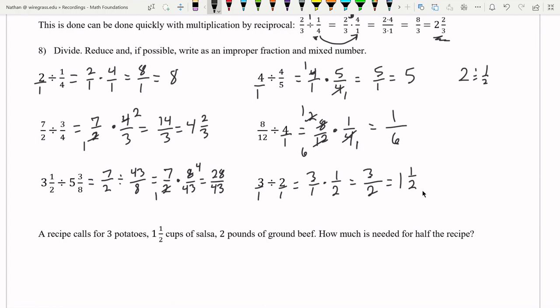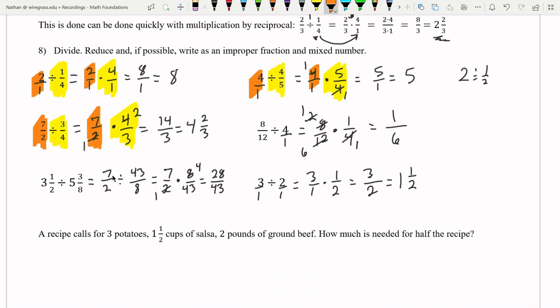Notice that in all of these, I multiplied by the reciprocal of the second fraction. I changed division of the fraction to multiplication by the reciprocal. I never changed the first fraction. There's always 2 in there, 4 in there. Here I changed this portion, but I kept the same 7 over 2. You're always going to keep the first fraction, the first number, the same.